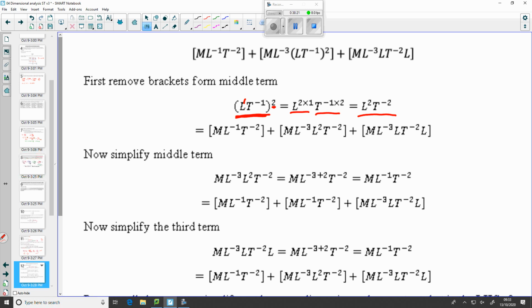And this is putting that back in the full equation. Then we can simplify that term. So we've added together the indices of the two L terms, so everything in the middle there is ML to the minus 1, T to the minus 2. And there it is, back in the full equation.